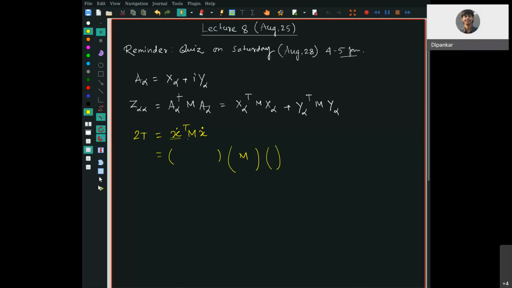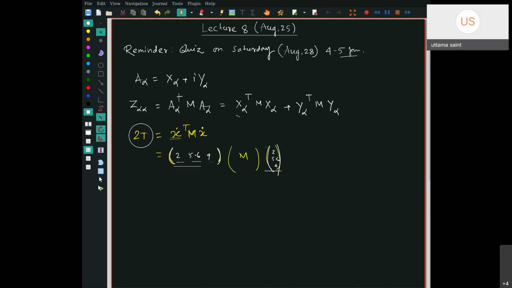What I essentially mean is that when M is sandwiched between such two column matrices, suppose the velocity matrix is like 2, 5.69, and here also 2, 5.69. The numerical values are not important. I am just saying that this structure will return a positive definite quantity. So it has the same structure, and that's why it's a positive definite quantity.